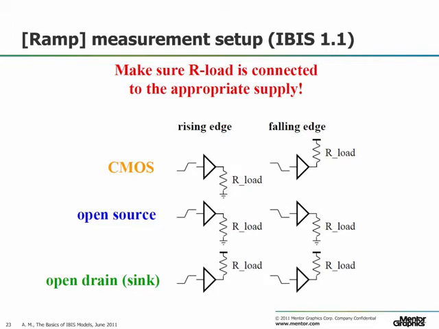This slide shows how the buffer should be loaded with a resistor to generate the ramp data. The rising edge measurements of complementary buffers should be carried out with a load resistor connected to ground. The falling edge measurements on a complementary buffer should be done with a resistor connected to the top supply rail. Open source buffers should have both rising and falling edge measurements done with the load resistor connected to ground, and open drain or open sink buffers should have both rising and falling edge measurements done with the load resistor connected to the top supply rail.